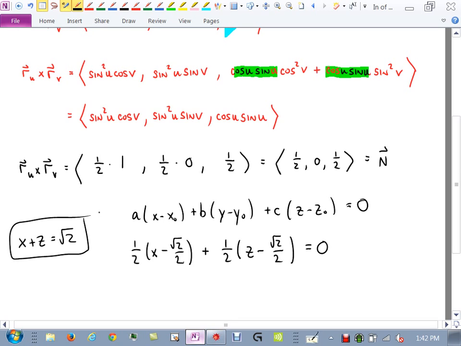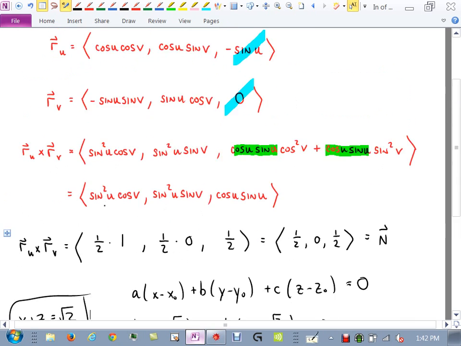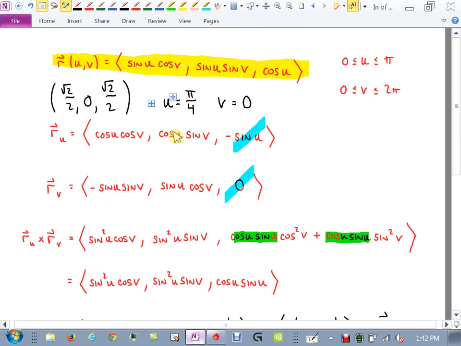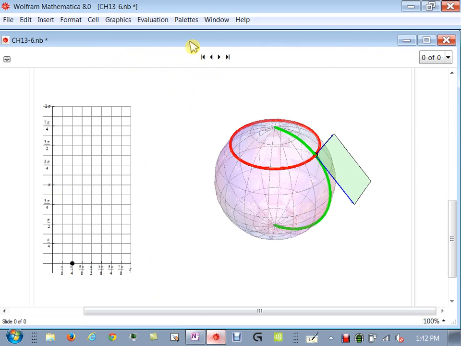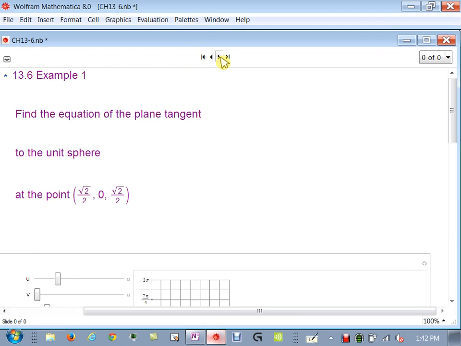That is the equation of the plane tangent to that sphere at that point. The power of this is that you can now find the tangent plane to any parametric surface using this formula, using this idea. All right, questions on that? We okay?